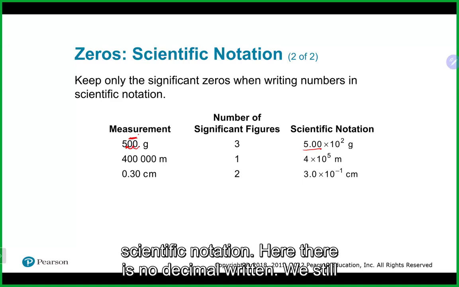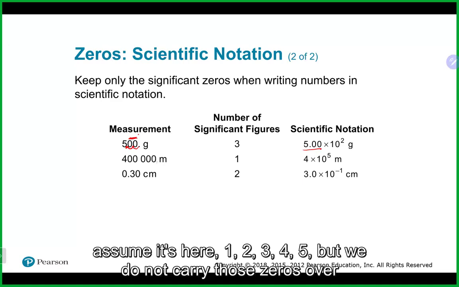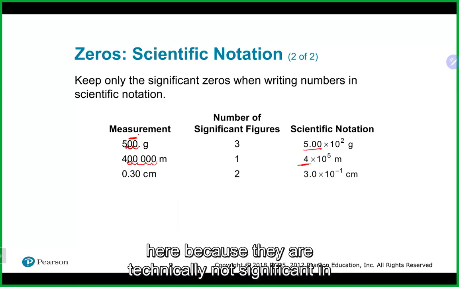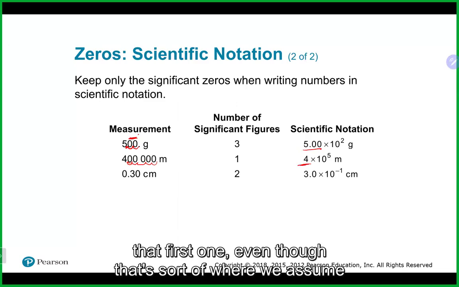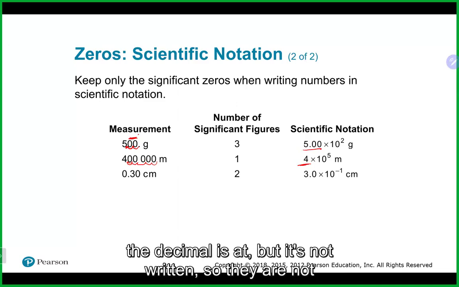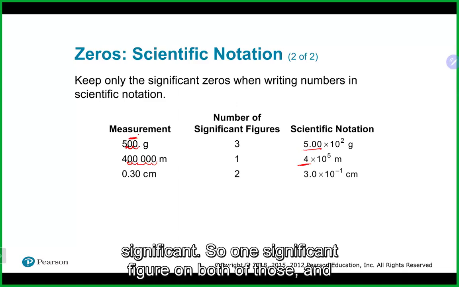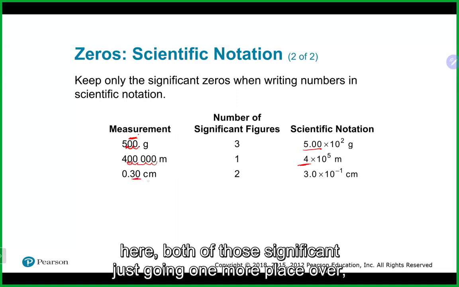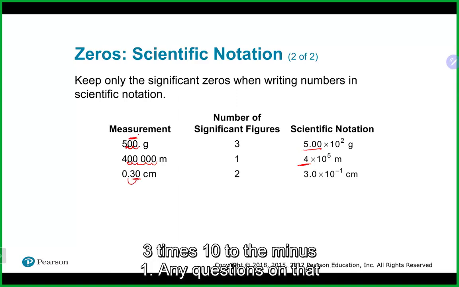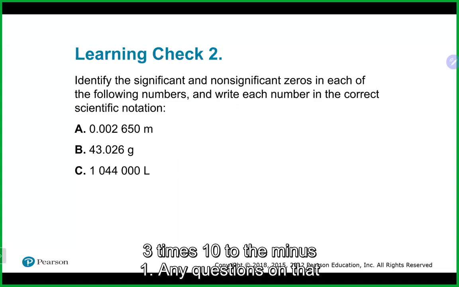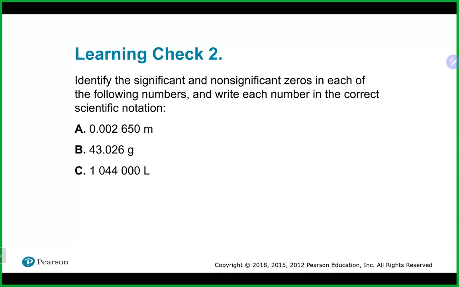Here, there is no decimal written. We still assume it's here, 1, 2, 3, 4, 5. But we do not carry those zeros over here because they're technically not significant in that first one, even though that's sort of where we assume the decimal is at, but it's not written, so they're not significant. So one significant figure on both of those. And here, both of those are significant, just going one more place over, 3 times 10 to the minus 1. Any questions on that there?